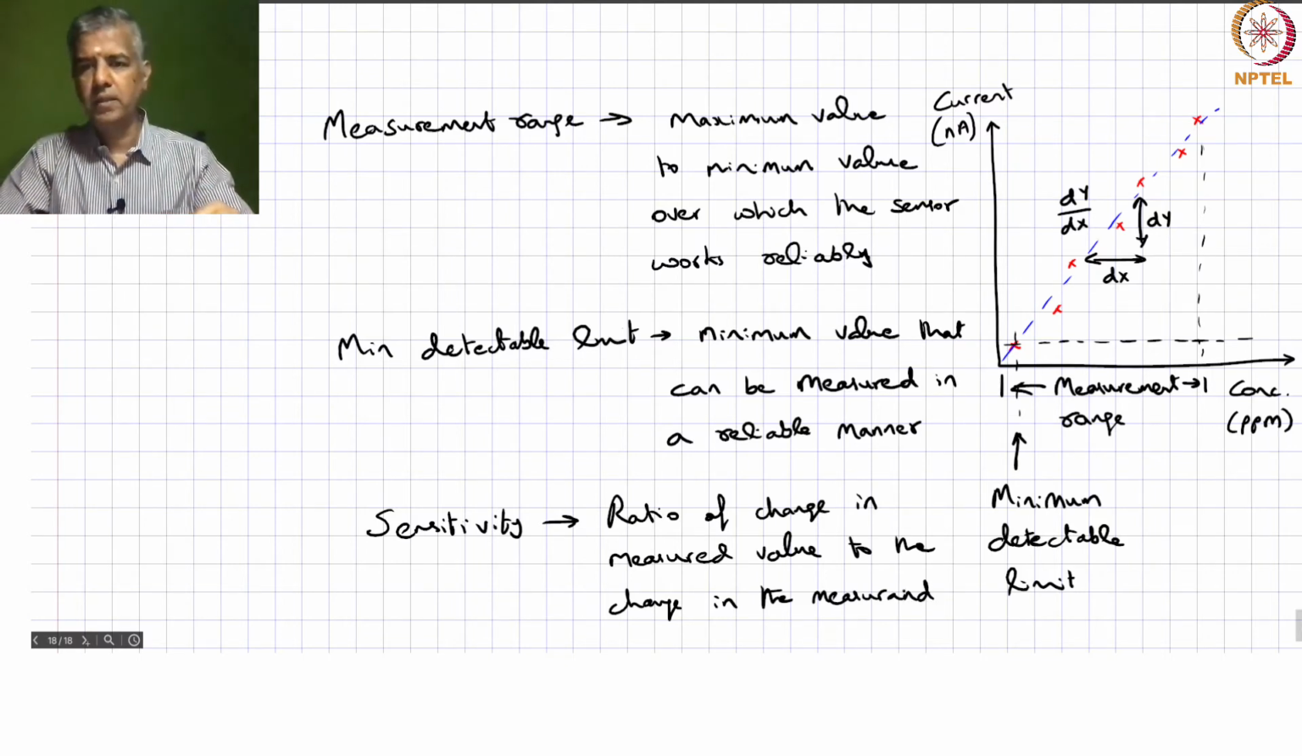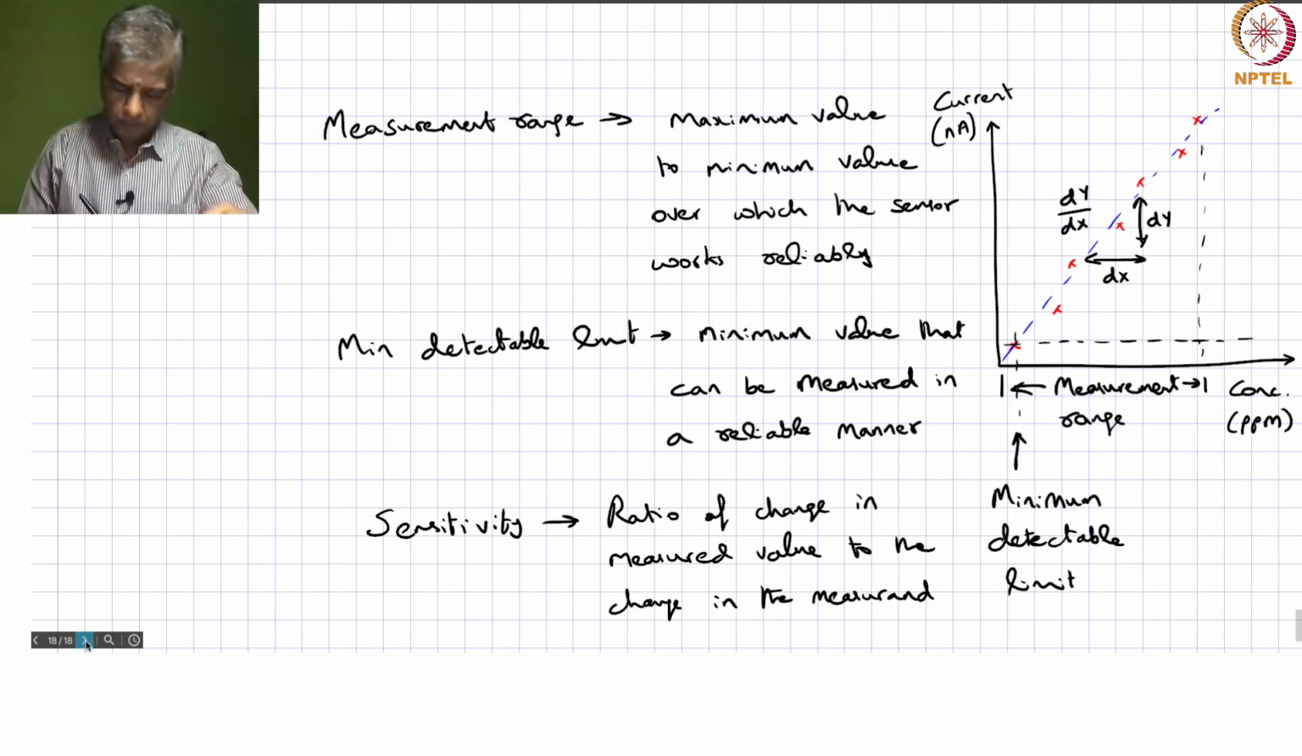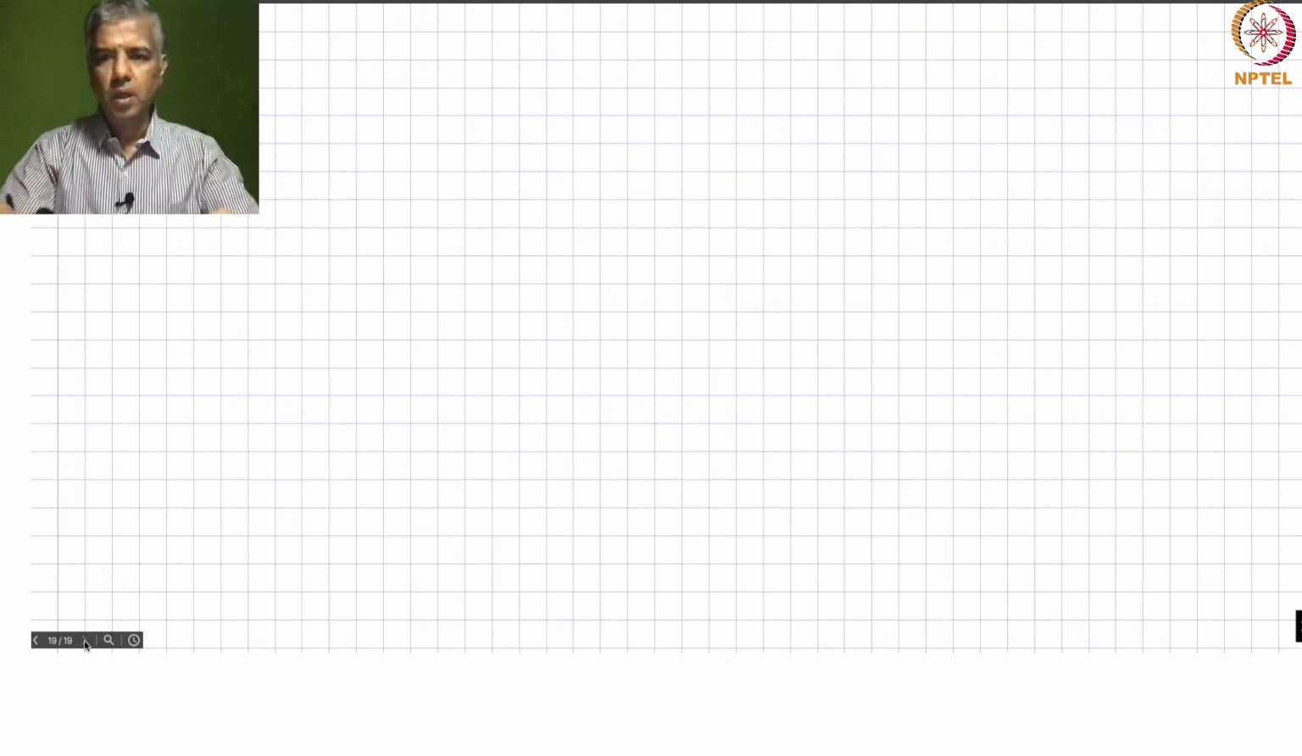The measurand in this case is actually the concentration. The measured value is in terms of current. Okay, so that actually determines the sensitivity. So all these are fine. Now what about response time?